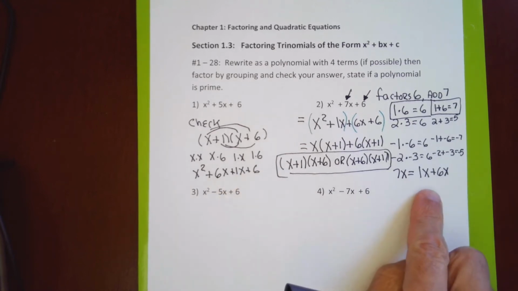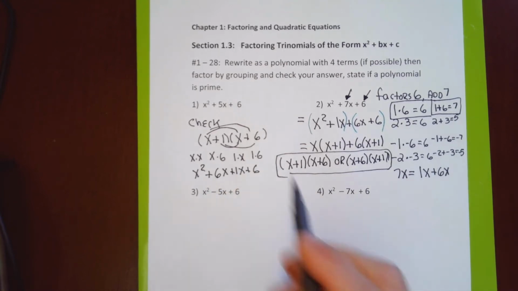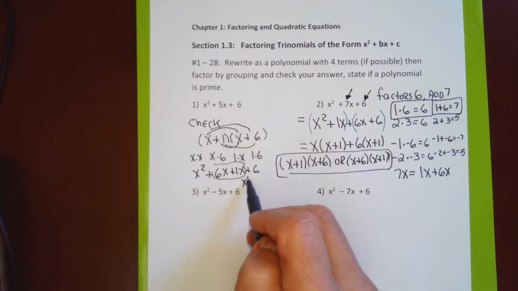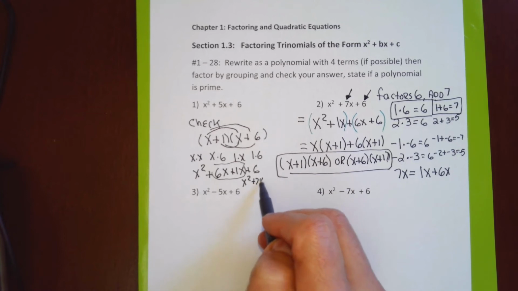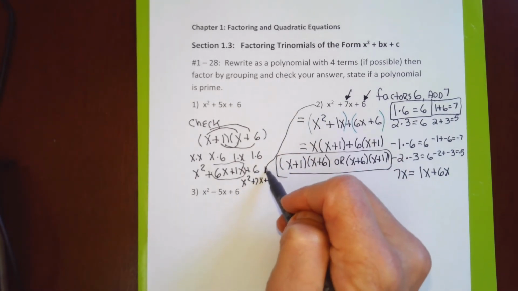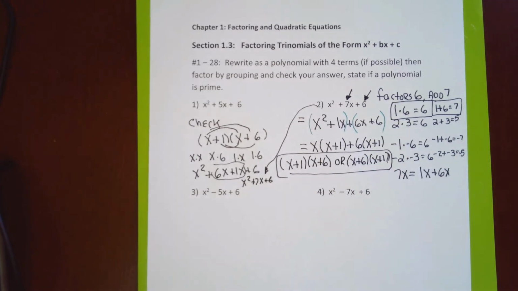When I do this, I get x squared plus 6x plus 1x plus 6. That's 6x and 1x just in the opposite order. I'm going to combine these, and that'll give me the 7x. That's x squared plus 7x plus 6. Because that matches identically the original problem, I know that my answer is correct. So this is what we're going to do for each of the first 28 problems.